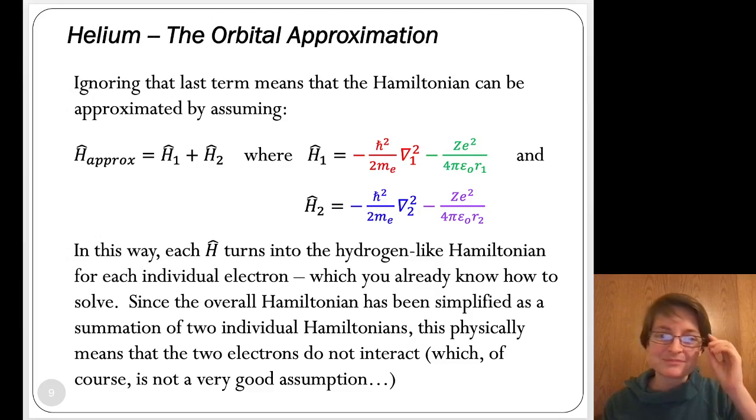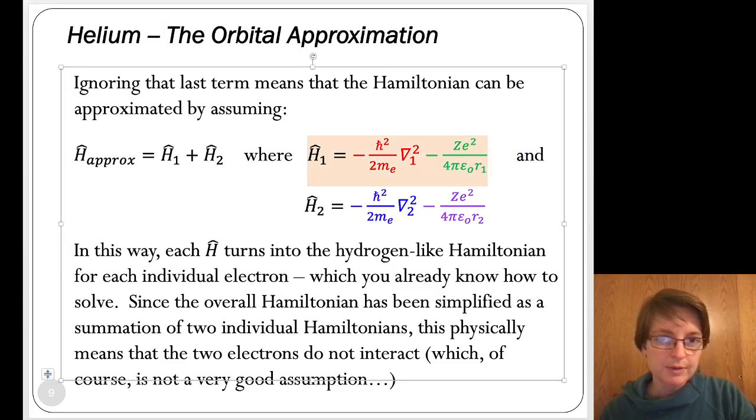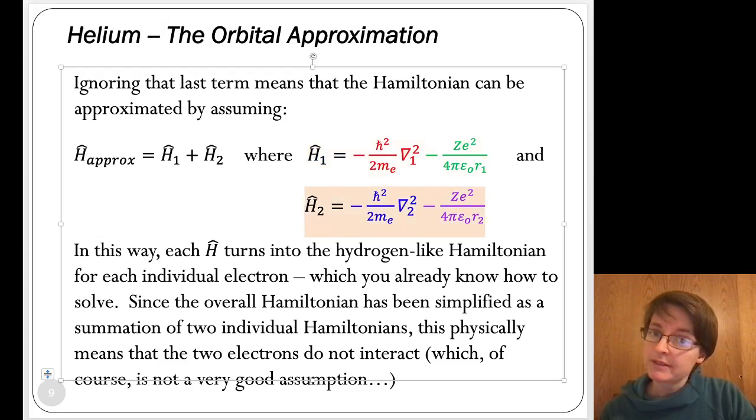Okay, so what happens if we ignore this pink term? That would mean that the last term in our Hamiltonian can be approximated by assuming that, remember, I'm not doing anything fancy here, just arranging some of the terms, that our approximate Hamiltonian is a sum of terms that just depend on my first electron and a sum of terms that just depend on my second electron. And if you notice, this Hamiltonian 1 is identical to the Hamiltonian for my hydrogen-like atom.